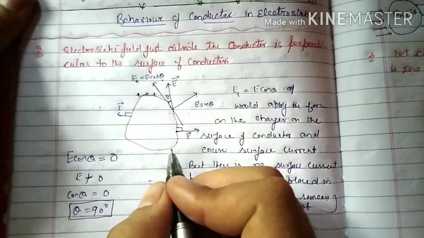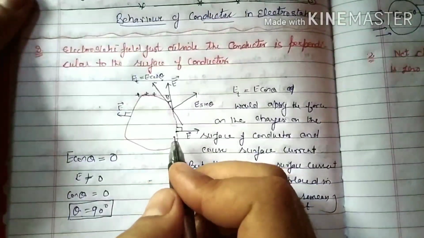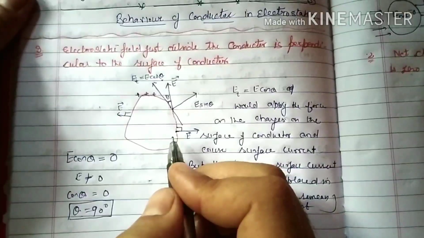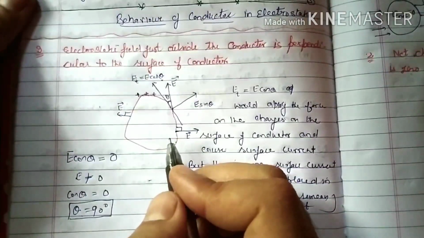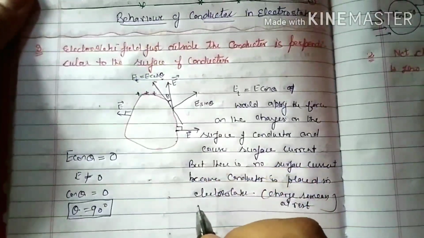So we can prove that when the conductor is placed in the electrostatic field, the electric field is always perpendicular to the surface. In this way we can prove this.